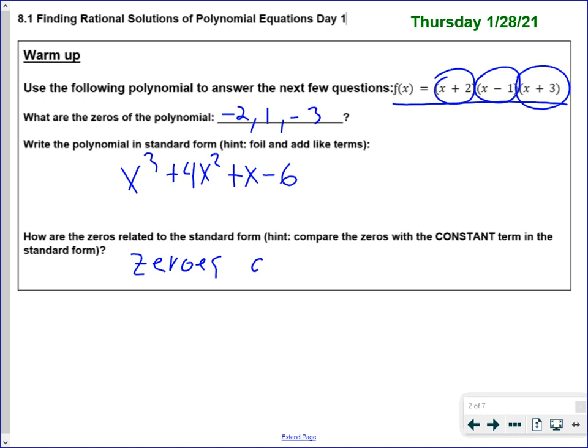So zeros are factors of -6 or your constant. Same thing. -6 here is your constant.